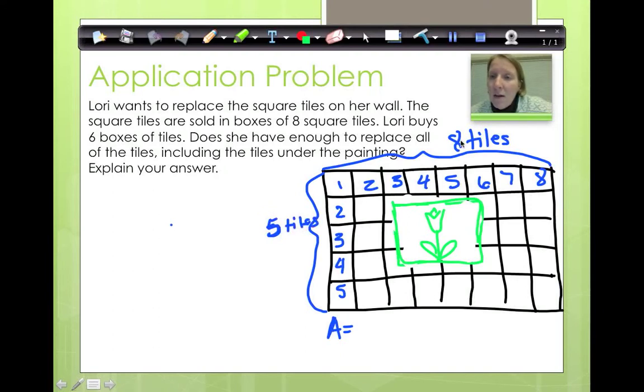Now, I want to know the area, so I multiply 8 times 5. My area is 40 tiles. Okay, so this is how many we need. We need 40 tiles. Let's see if we bought 40 tiles.